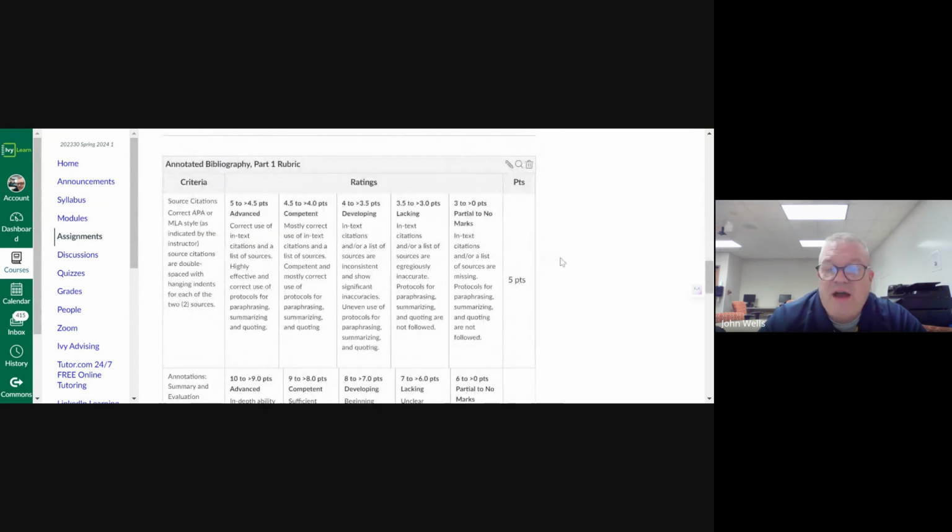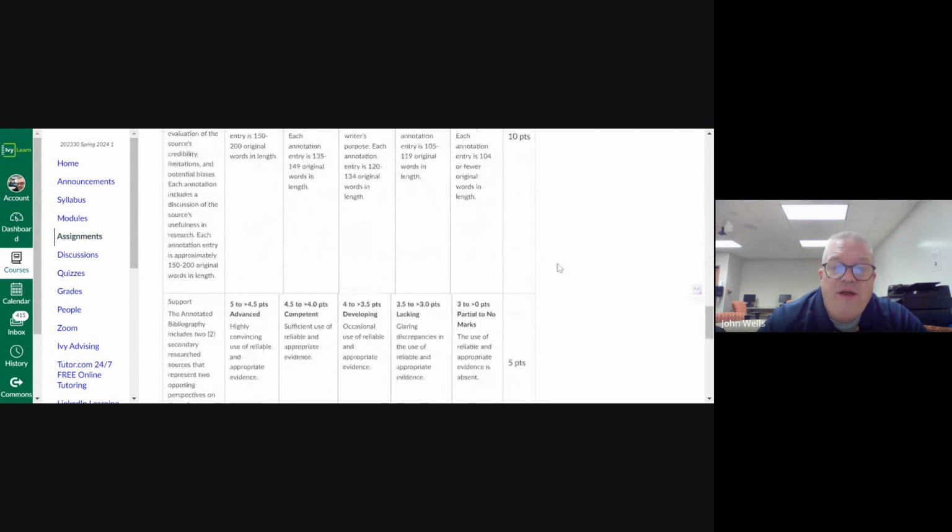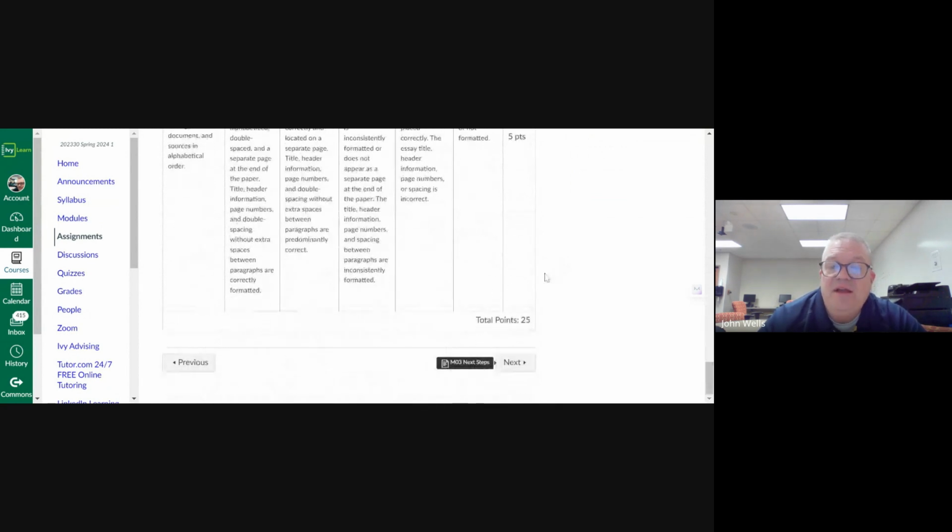There's the rubric of how it'll be graded. Again, I always recommend that you take a look at that so you know how your scores will be broken down and how you can get your best score possible, right?